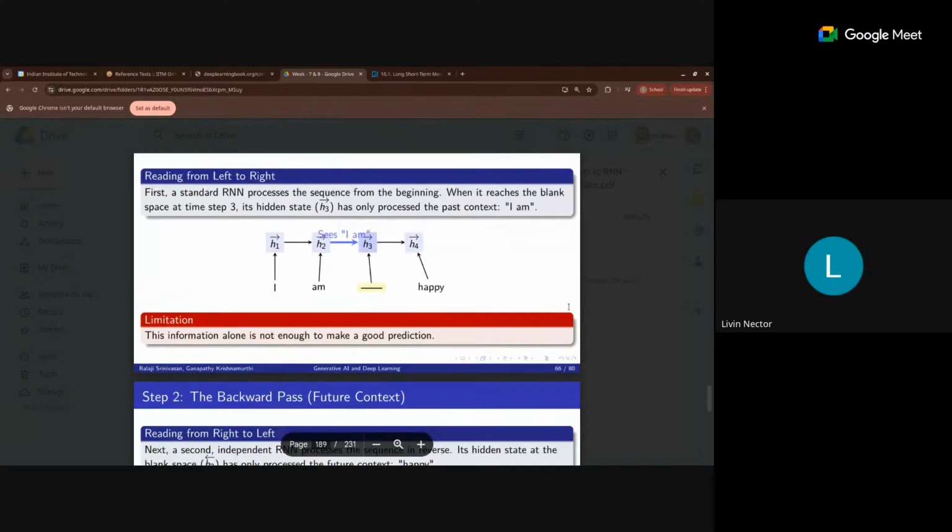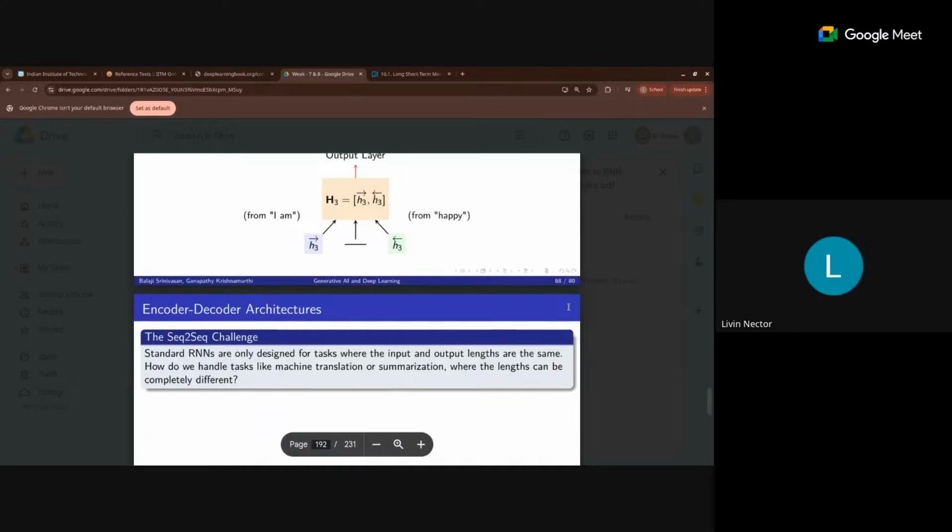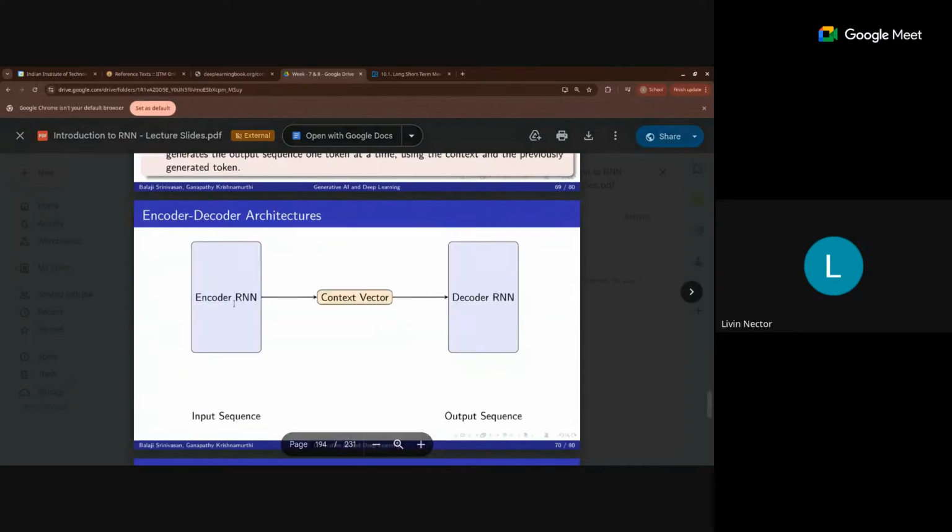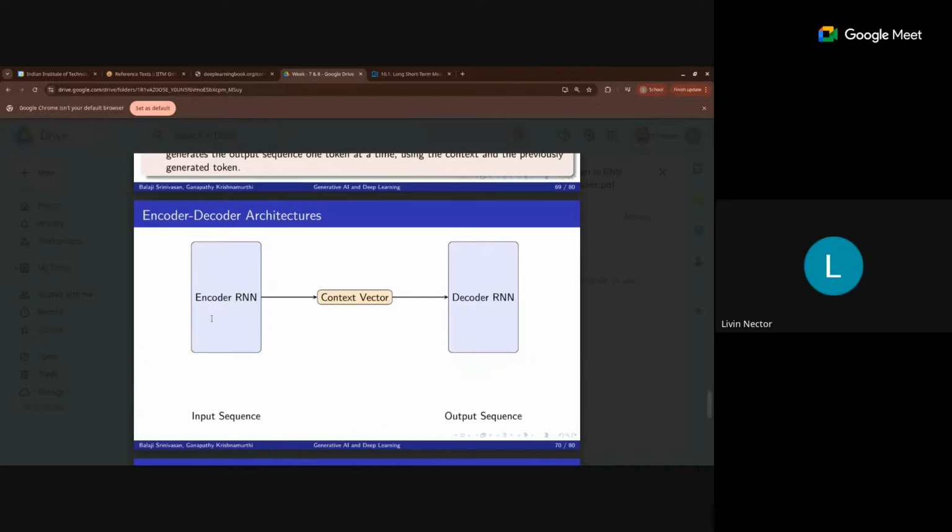That's where this encoder-decoder architecture comes in, where you run an RNN to produce a single output, which is called a context vector, which contains the internal meaning of the sentence. So this vector encodes the meaning of the whole sentence into a single vector.